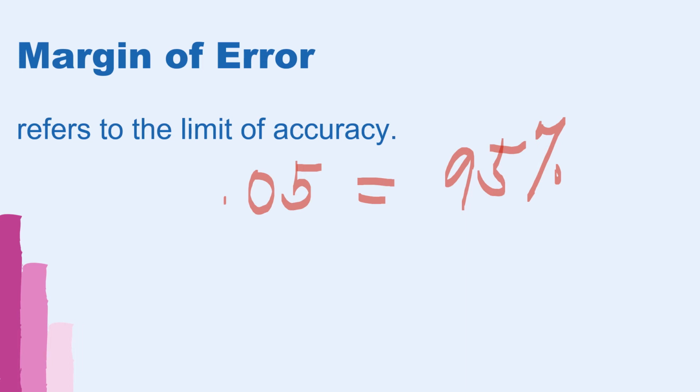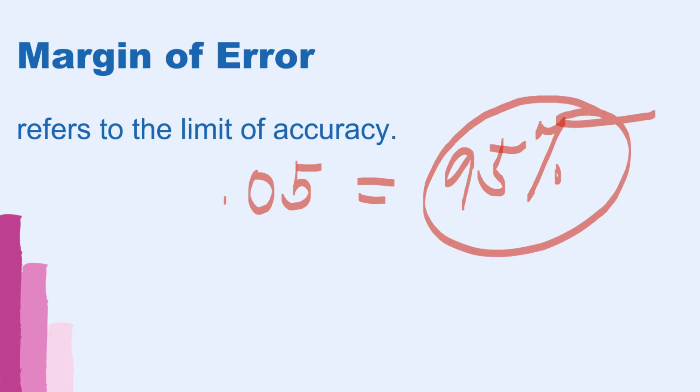So what do we mean by 95% accuracy? In the words of other researchers, they would say, if I conduct the study 100 times, I am sure that the result would be the same 95 times. That is what we refer to as your margin of error.